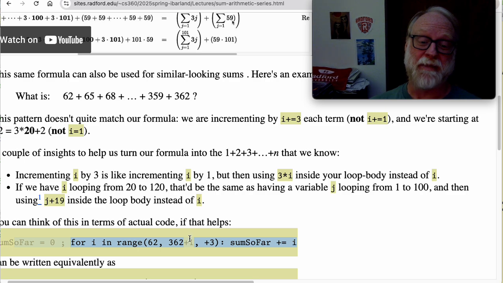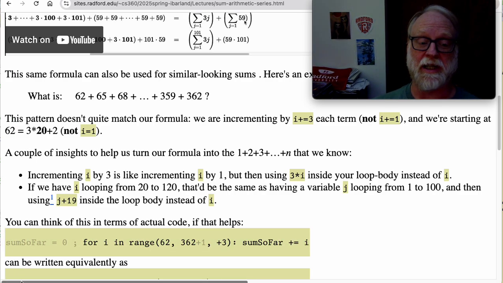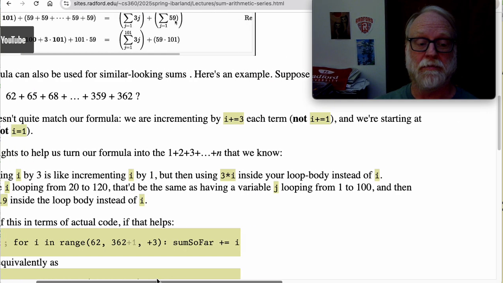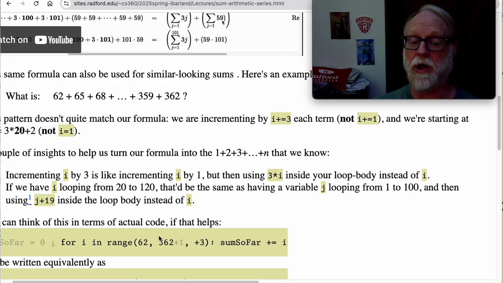Okay, so we have a sum so far variable that we initialize to 0, whatever. We go through a loop. i starts at 62, goes up through 362, or up to that plus 1. And we increment by 3. This happens to be valid Python. Great. And every time through, we increment our sum so far by i.